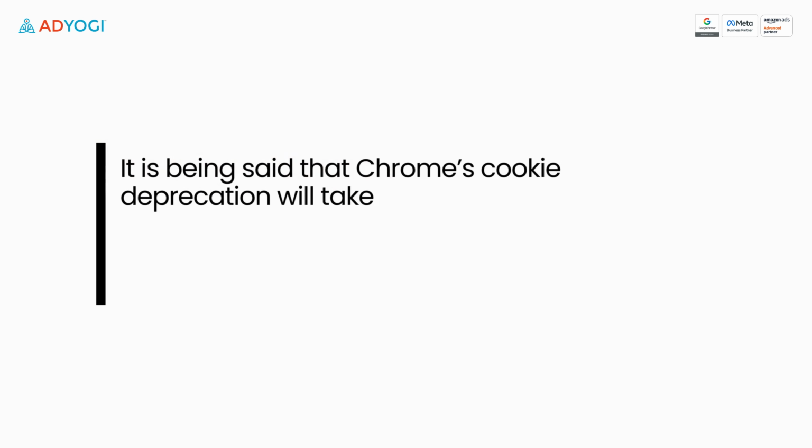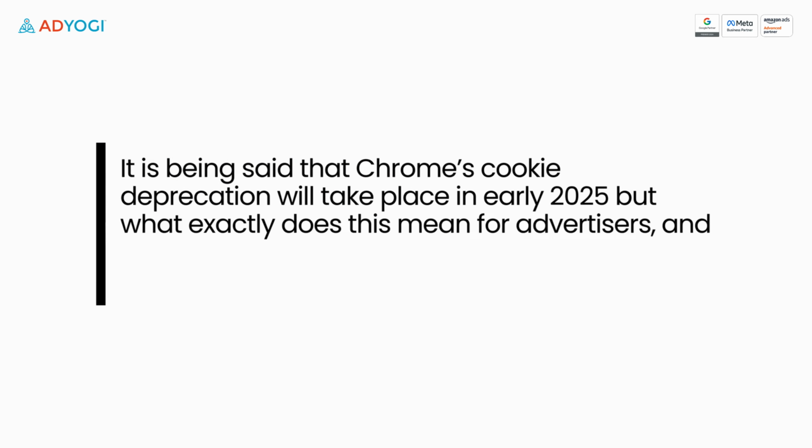So Anshuk, my first question to you is, as we've been hearing that Chrome's cookie deprecation will take place in early 2025, what exactly does that mean for the advertisers, and how does that play into the difference between the first party and the third party data?